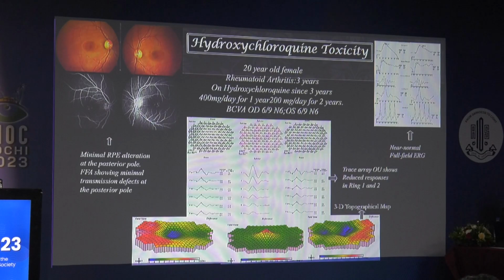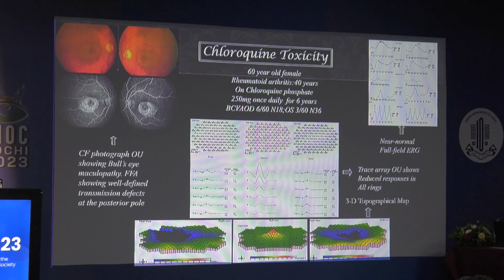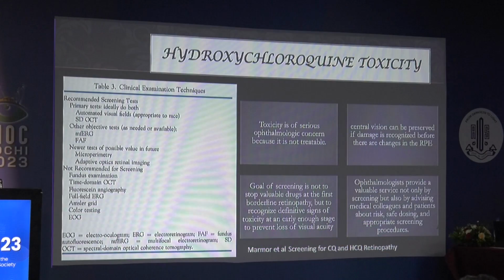The most important diagnostic criteria where multifocal ERG is used is hydroxychloroquine toxicity. You can see that full field ERG will remain normal throughout the period and the patient will continue to lose vision. So small area of dysfunction, this is a very sensitive test for hydroxychloroquine toxicity. This is an example of chloroquine toxicity. This is so important that it has now got included in the screening test for hydroxychloroquine toxicity.